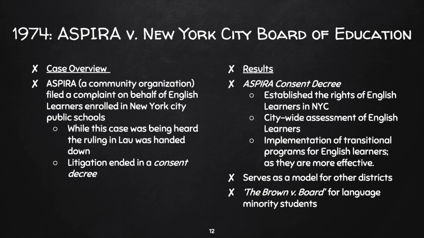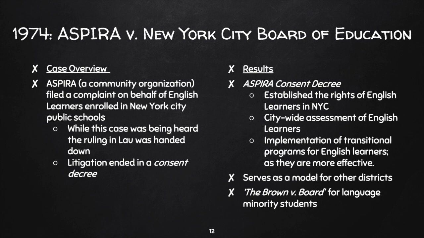Again, we'll talk about Lau v. Nichols, which is another huge case in bilingual education, in just a second. But it's important to know that this Aspira case and this consent decree really did establish the rights of English learners in New York City. And this is kind of a citywide effort. And the population of English learners in New York City is a large population. It's very, very concentrated. And this consent decree did so much to help to protect the rights of those students.